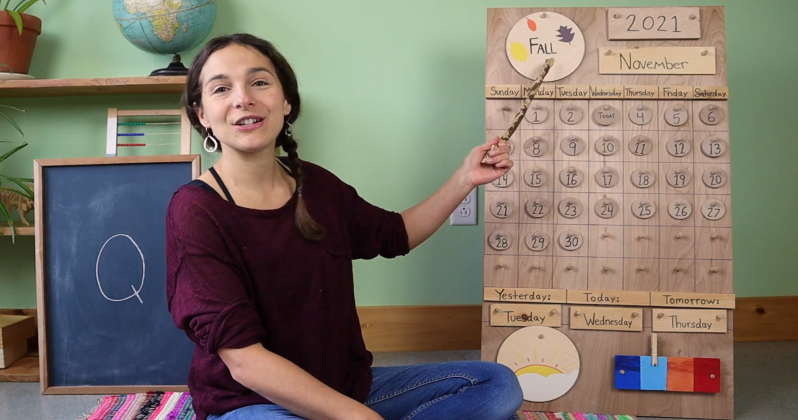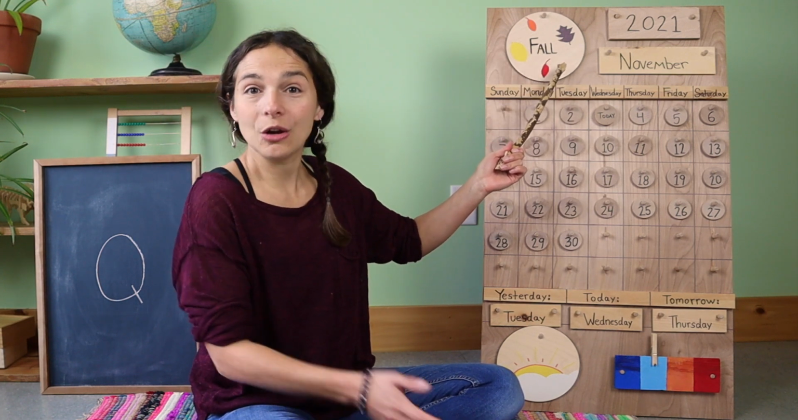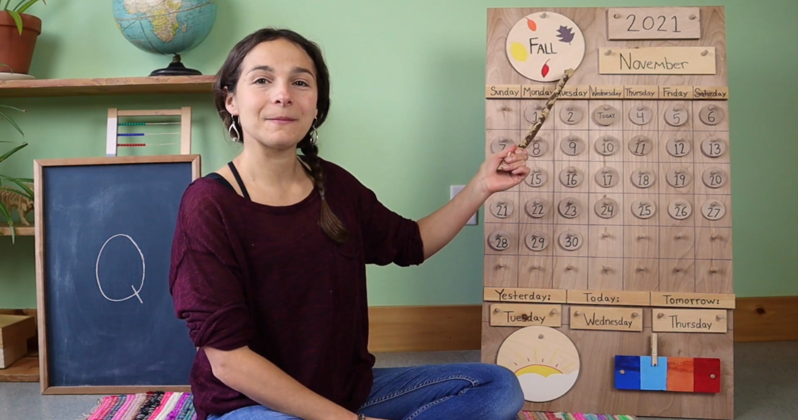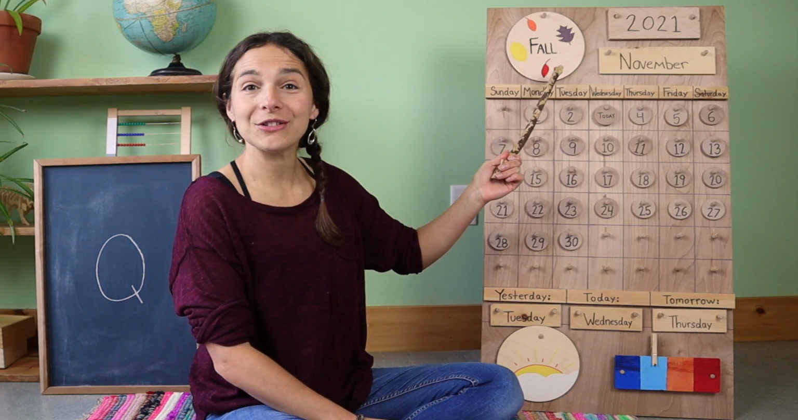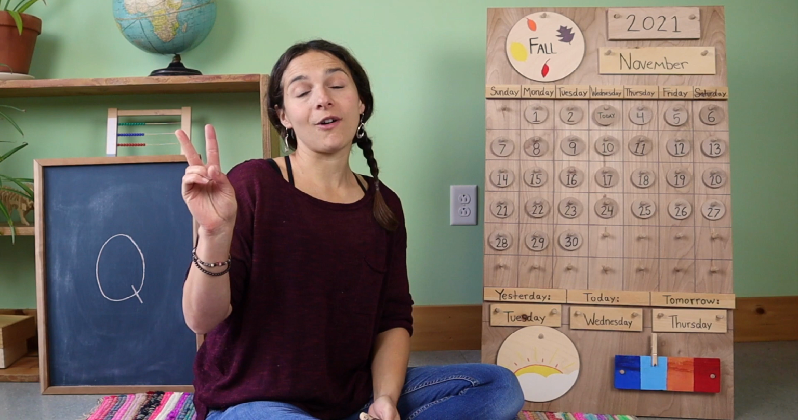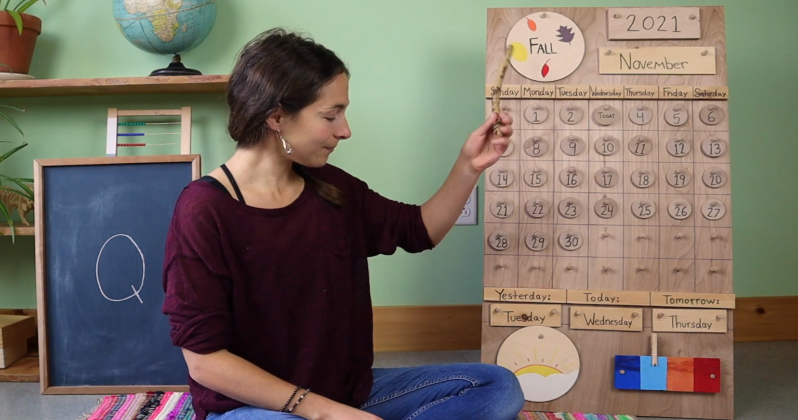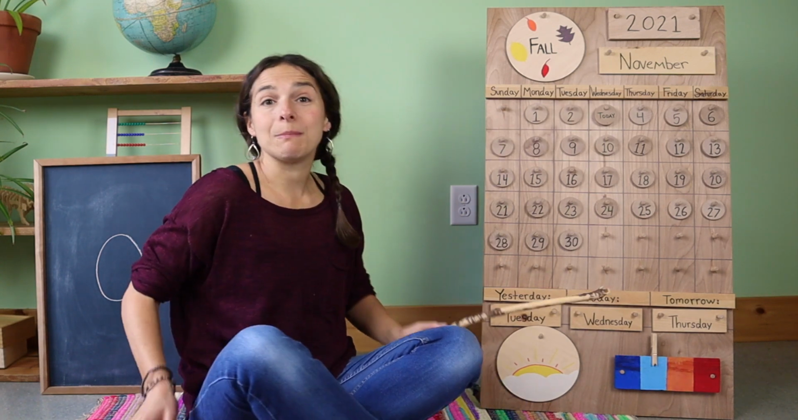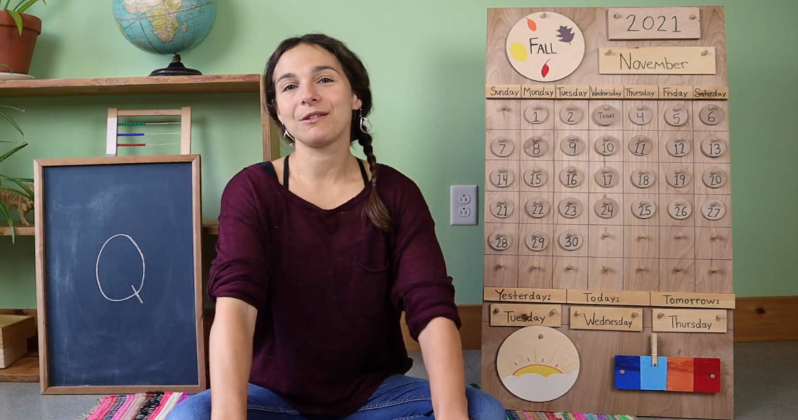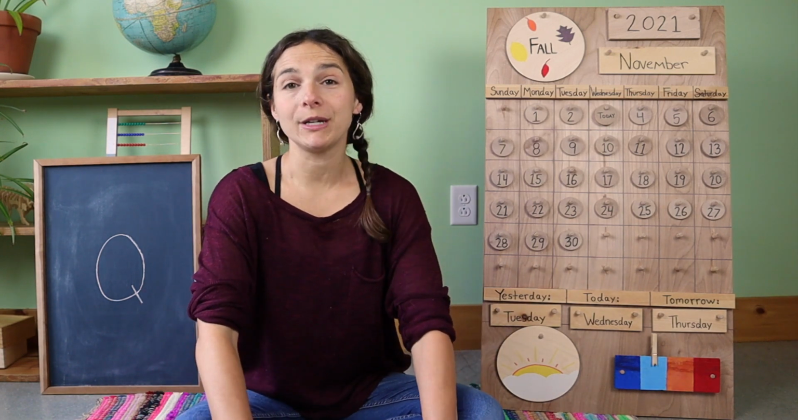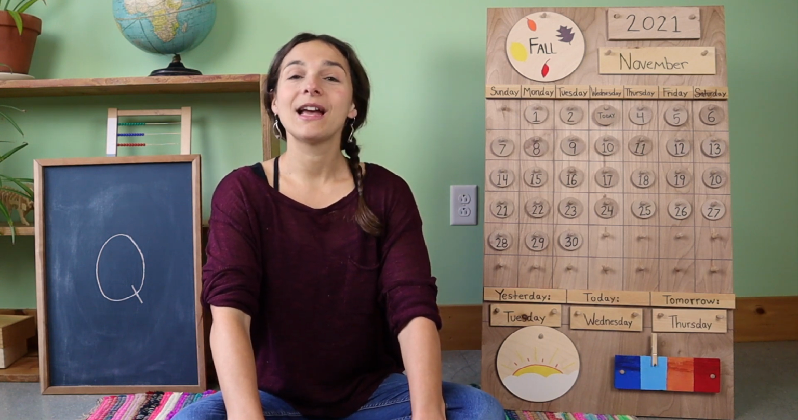Up at the top of the chart, we have the season. What's the season, friends? Fall. But you can also say autumn. Autumn and fall are the same season. And back down at the bottom of the chart, we have a picture of the weather. So let's sing the weather song together before we share what we see outside.